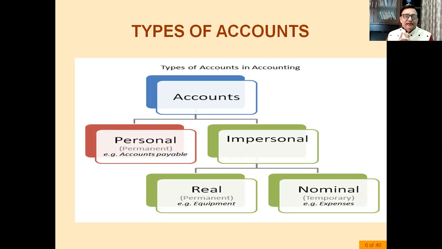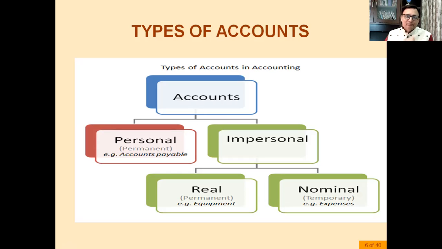The second category of accounts are impersonal accounts, all those accounts which are not personal, which do not represent any person or their names. As far as impersonal accounts are concerned, we can categorize them into two segments. Number one is real account. Real accounts represent the assets and their rights. For example, you purchase a building, an equipment, a furniture, or any other thing. So these are the real accounts.